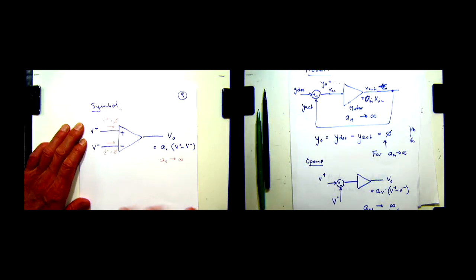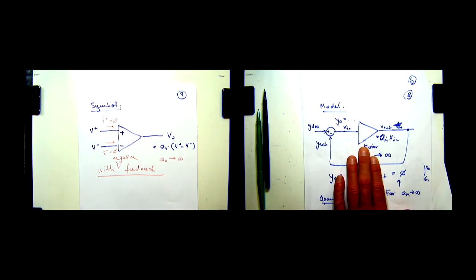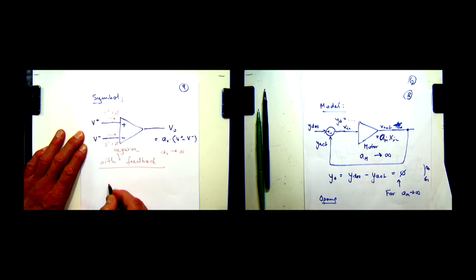That's right. If V plus and V minus are not exactly equal, then V out would be infinity, which is a good justification that if we build our system right with an op-amp and negative feedback, then V plus is equal to V minus. Without feedback that may not be the case at all, but with negative feedback, it is.